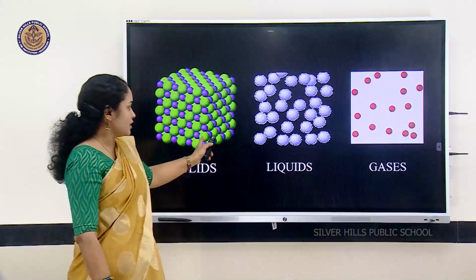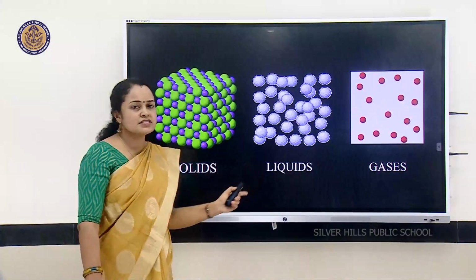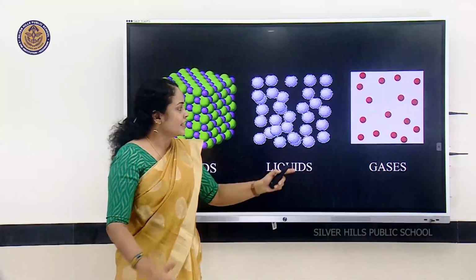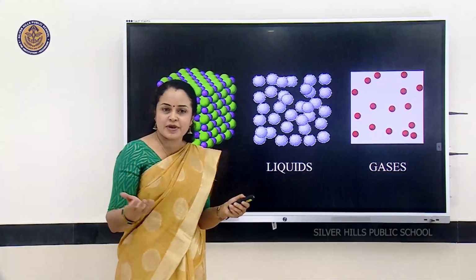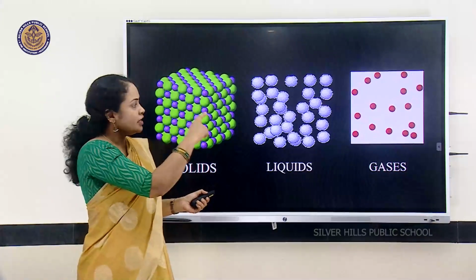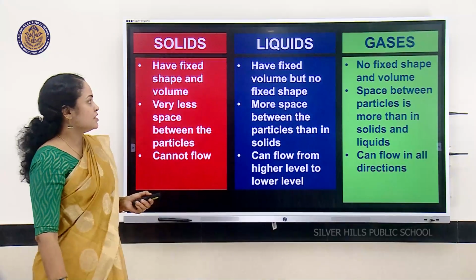In solids, the particles are very closely packed. In liquids, there is space between, but still there is a force of attraction. In the gases, it is not like that. They can occupy the whole available space. That is the difference in the particle arrangement of solids, liquids and gases. Differences between solids, liquids and gases.